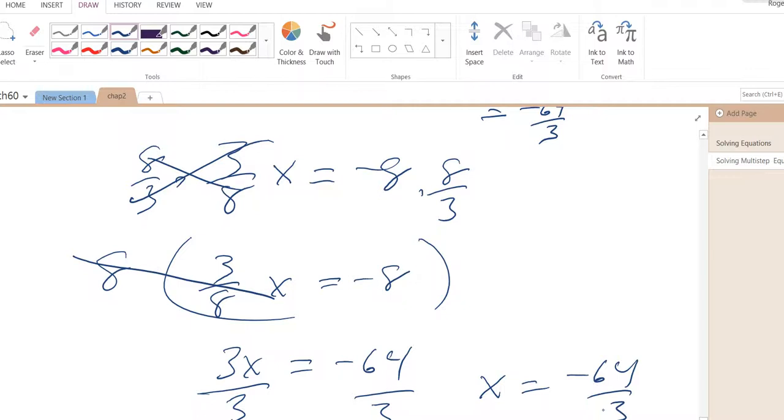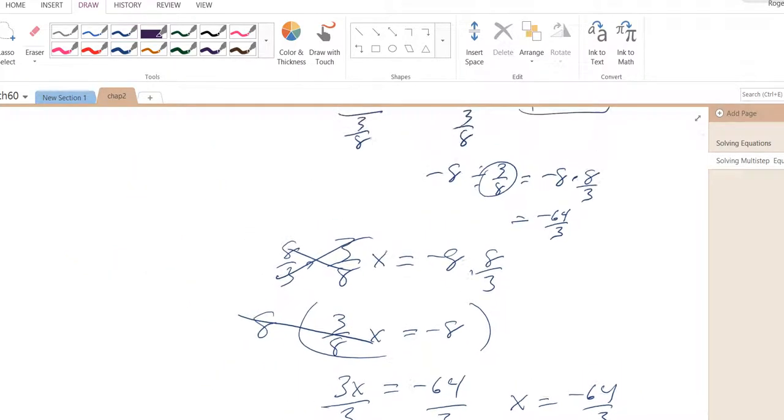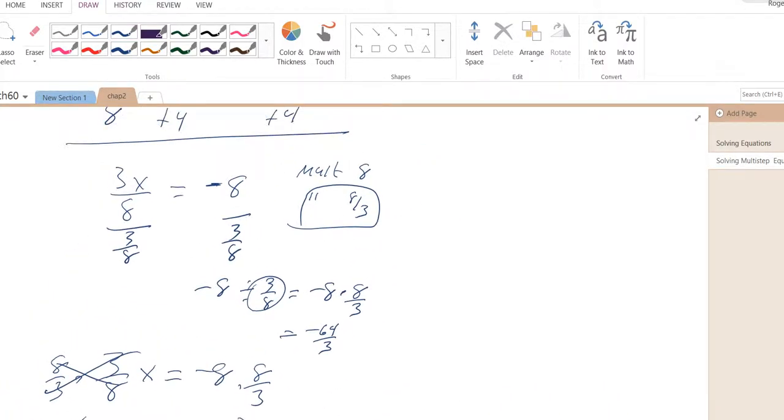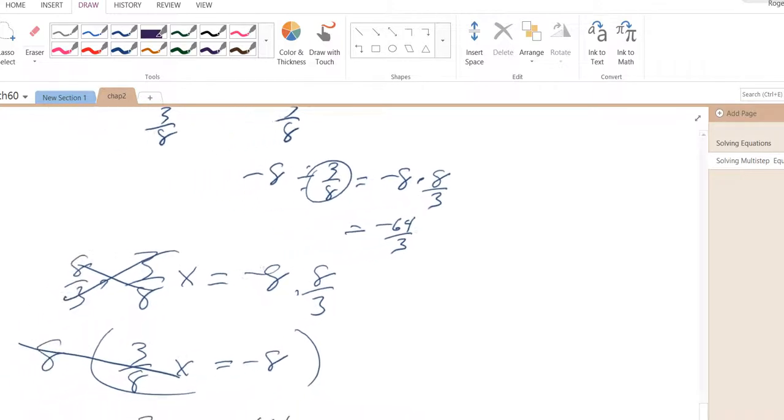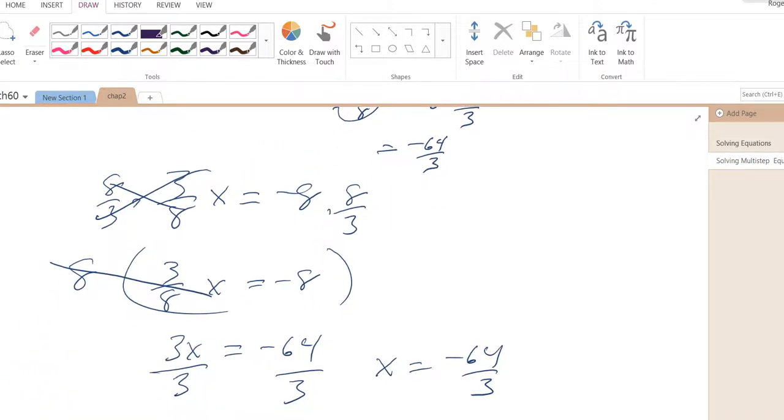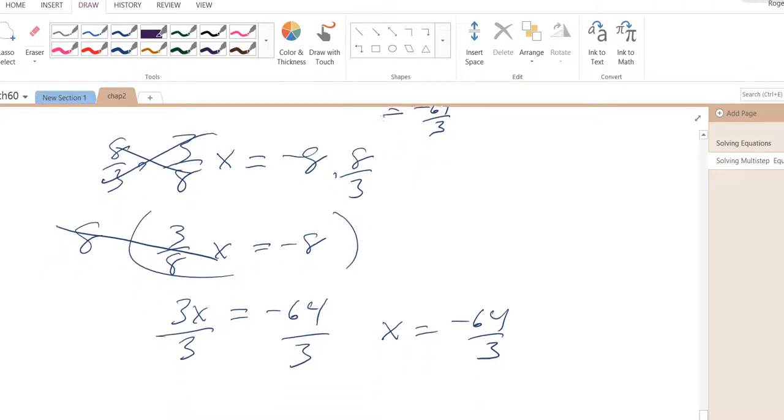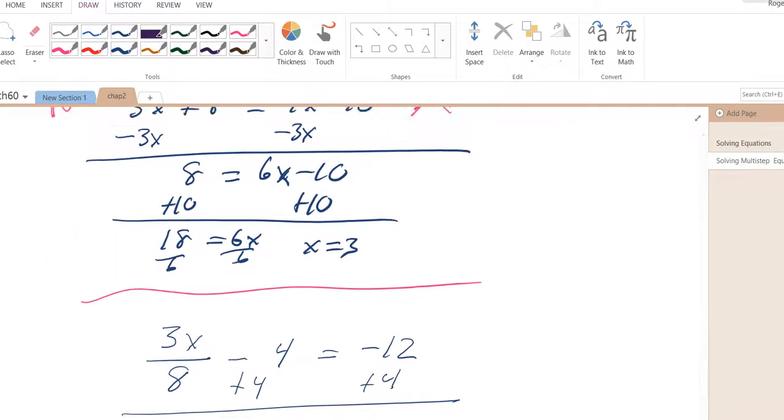You just got to find a way that you're comfortable in dealing with that problem, whether it be dividing straight up, multiplying by 8, or multiplying by 8/3, whatever way you want to do it. Just got to find that way. But that's how you handle one with a fraction.